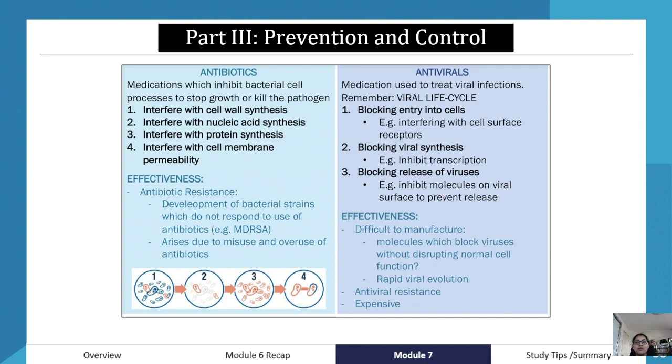So if you ever have a sore throat or a cough or whatever, you would not be given an antibiotic unless it gets really bad. So that is an example of that. Antivirals, these are medications used to treat viral infections. So remember, based on the viral life cycle, they block entry into the cell, they block viral synthesis by inhibiting transcription, and they block release of viruses. So effectiveness, well, they are difficult to manufacture, molecules which block viruses without disrupting normal cell function. There is rapid viral evolution. There is, of course, antiviral resistance, and these are very expensive.